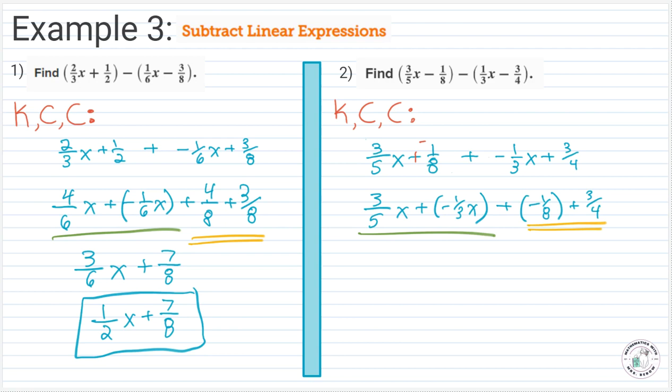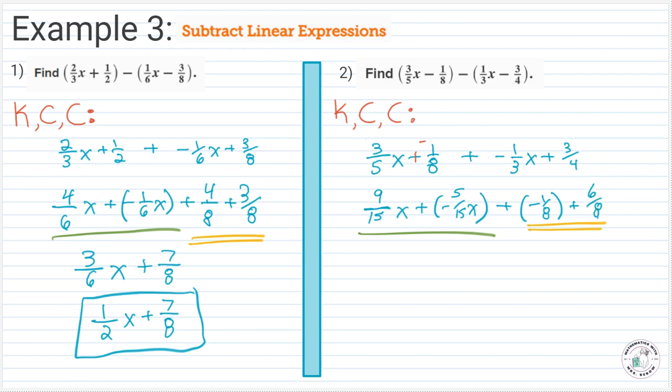So for the 3/5 x and the -1/3 x, we're going to want to use a common denominator of 15. Showing what this turns into, you're going to multiply the 3 and 5 both by 3. So this turns into 9/15 x. And then for the -1/3 x, you're going to multiply both the top and bottom by 5. And so this will turn into -5/15 x. Don't want to forget that negative's there. Then for the -1/8 and the 3/4, we are going to use a common denominator of 8. And so for the 3/4, that is the same as 6/8.